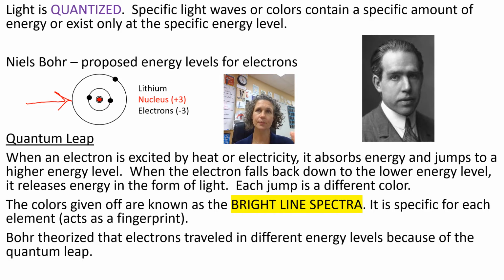And so it's one of the ways that they started organizing electrons. And so Bohr said that these electrons, he knew that these electrons were moving in different energy levels because of the colors that he saw.